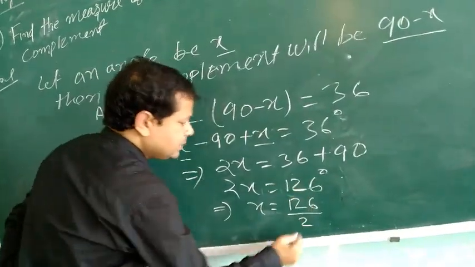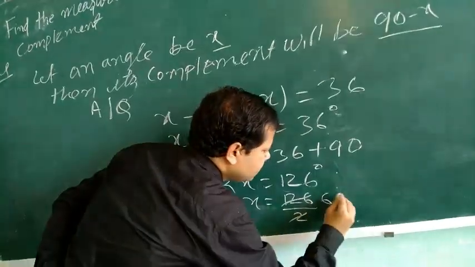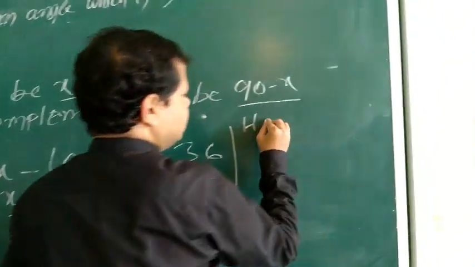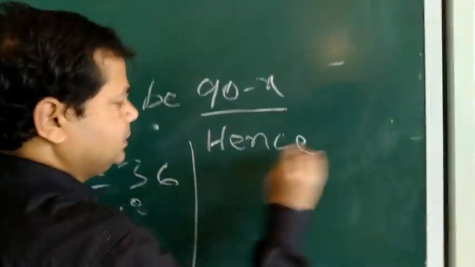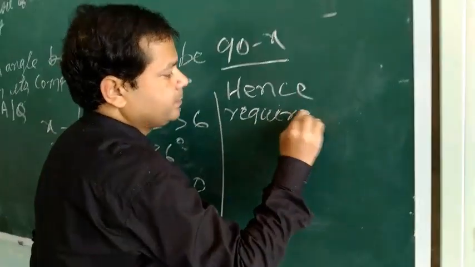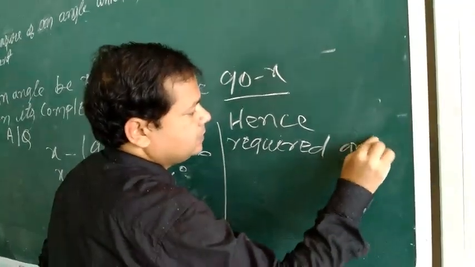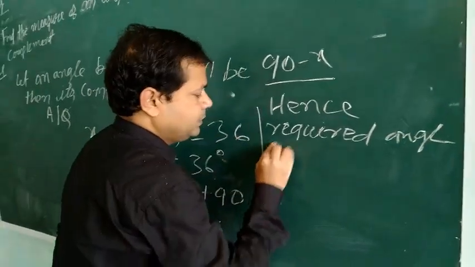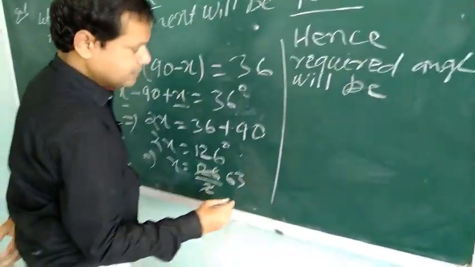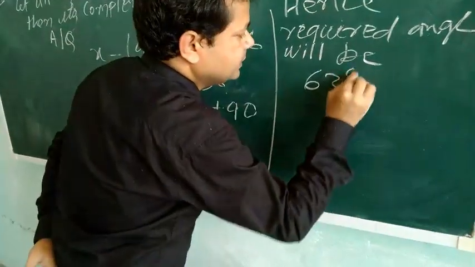Now make it in the standard form. 2 sixes are 12 and 2 threes are 6. Hence the required angle will be 63 degrees.